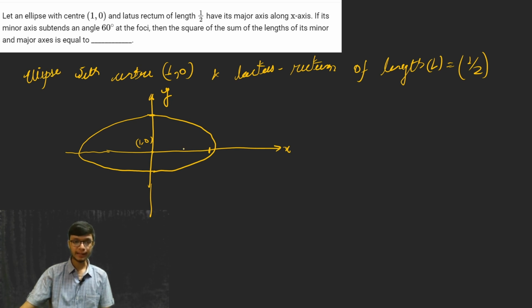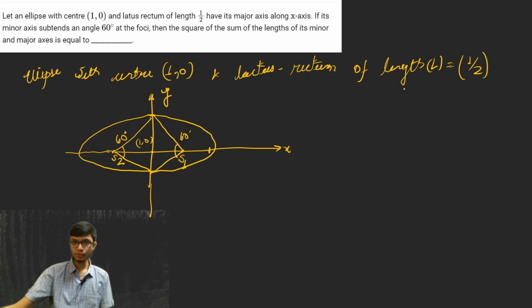Now if you consider the first focus as S1 and the second focus as S2, it is saying that the minor axis subtends a 60° angle at the foci. So at both of the foci, the minor axis subtends an angle of 60°. For any one of the cases, you can definitely solve for it.